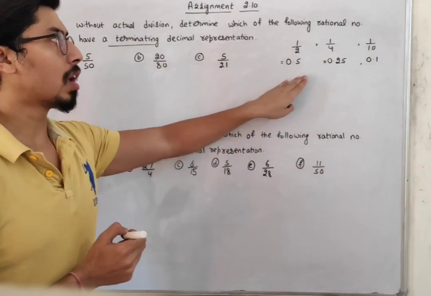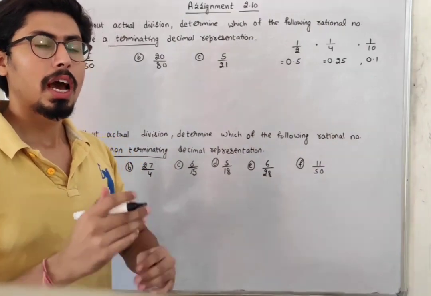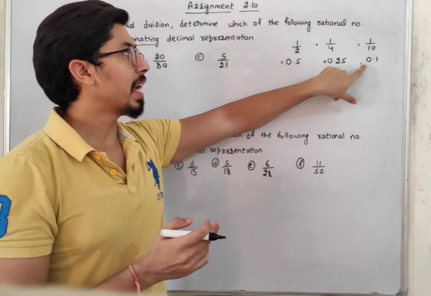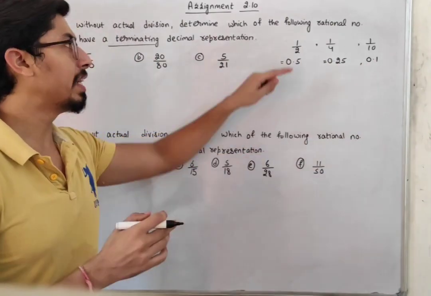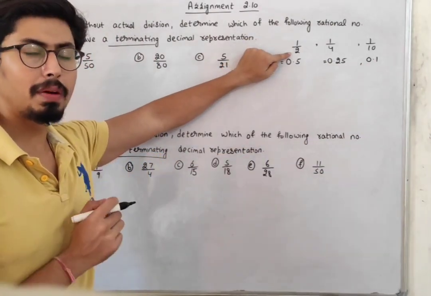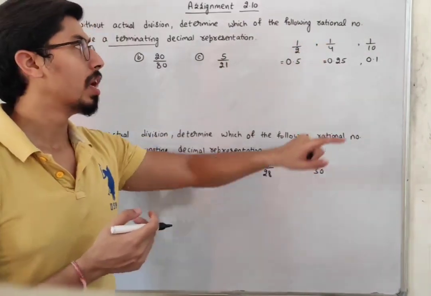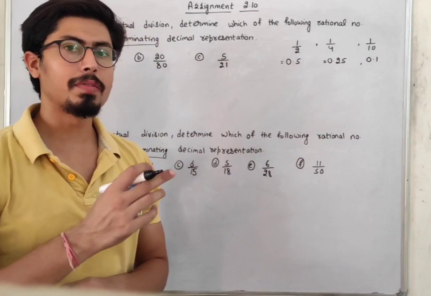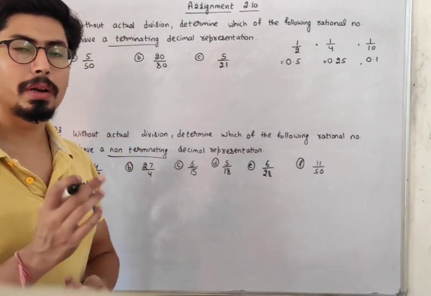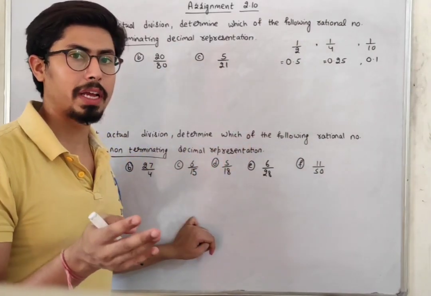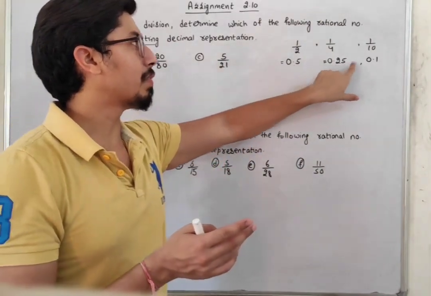Okay. So these are all terminating numbers, because after some point we get the exact answer. That means if I divide this 1 by 2, the remainder will be 0. If I divide this 1 by 4, the remainder will be 0. If I divide 1 by 10, the remainder will be 0. That means after a certain point of time, we get our exact values.